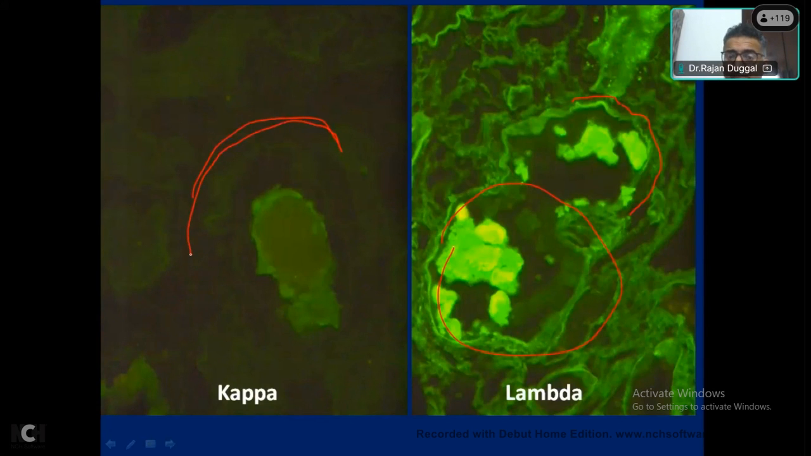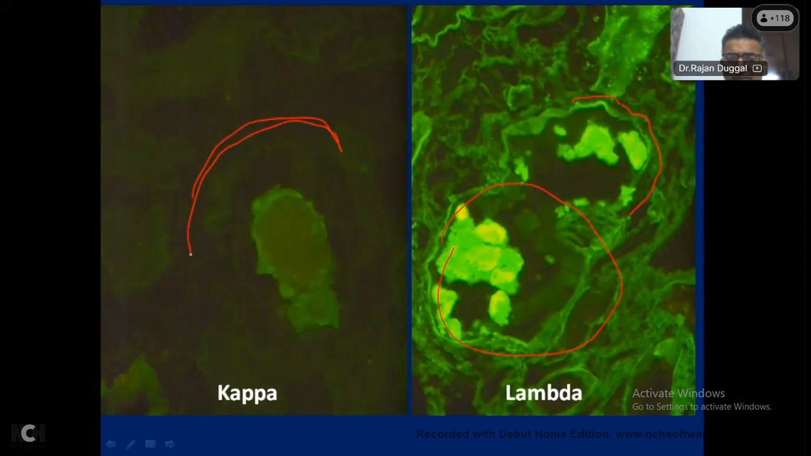That suggests possibly, as I've told you in my glomerular lecture, that there is one pattern of staining called the linear pattern of staining, which you get to see in anti-GBM disease. But the linear pattern of stain you can also see in light chain deposition disease. The only difference is in anti-GBM disease, the linear pattern of stain is seen along the glomerular capillary wall, whereas in light chain deposition disease, it is seen along the tubular basement membrane.